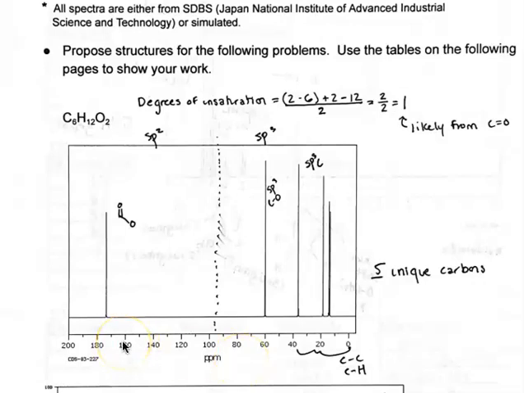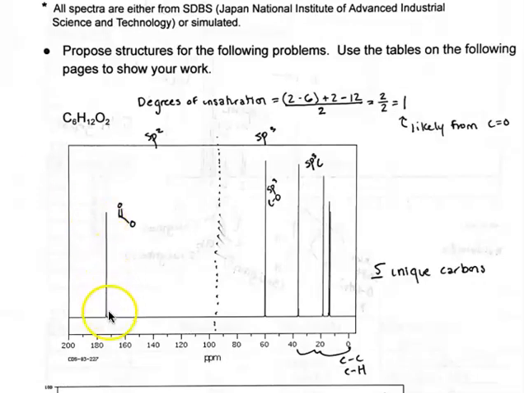So here each peak is going to represent unique carbons. So 1, 2, 3, 4, 5. We have 5 unique types of carbons on this molecule, which means there are going to be 2 carbons, since the molecular formula is C6, that are analogous within the molecule.